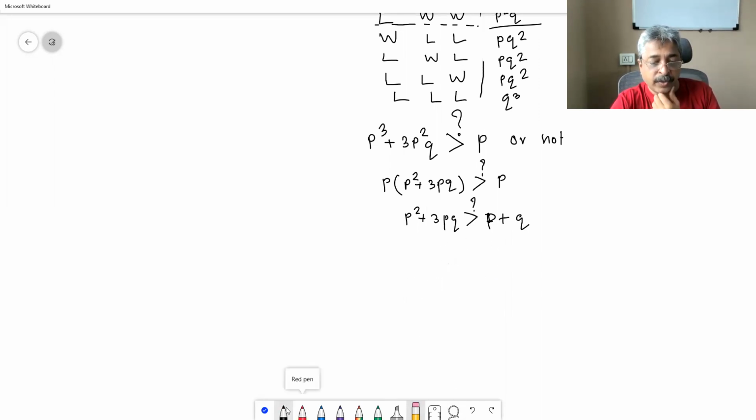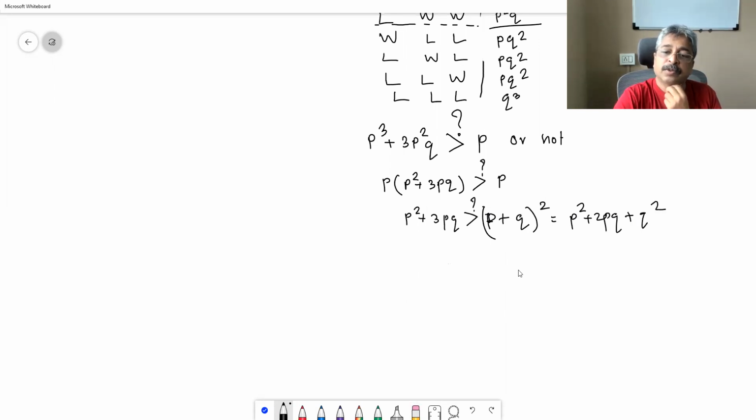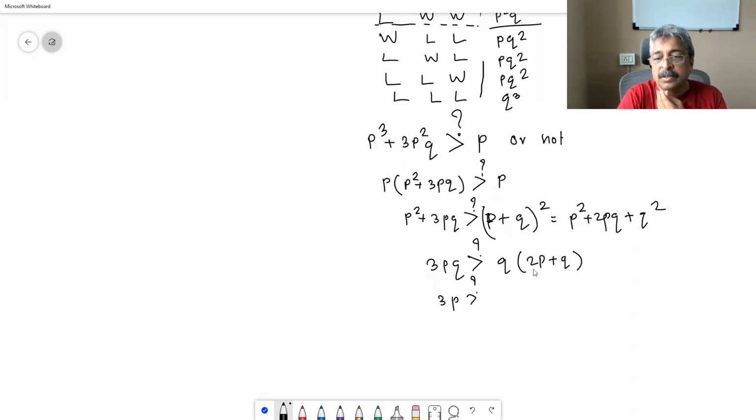We want to get rid of the square, so we square this, which is equal to P square plus 2PQ plus Q square. Okay, so P square gets cancelled. You get 3PQ, question mark, Q inside a bracket 2P plus Q, correct? Q gets cancelled, therefore 3P, is it, question mark, P plus Q is 1, so this is P.